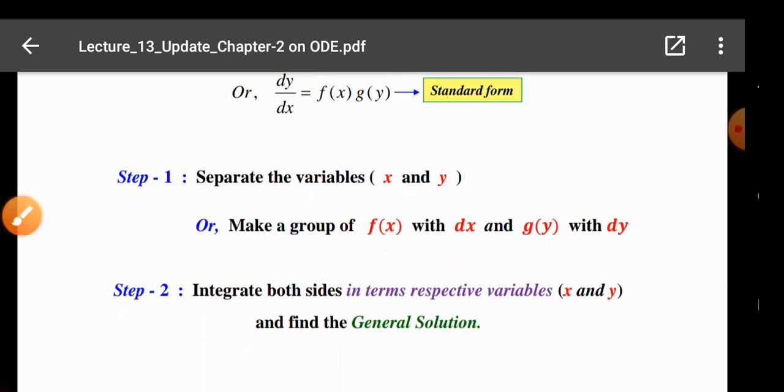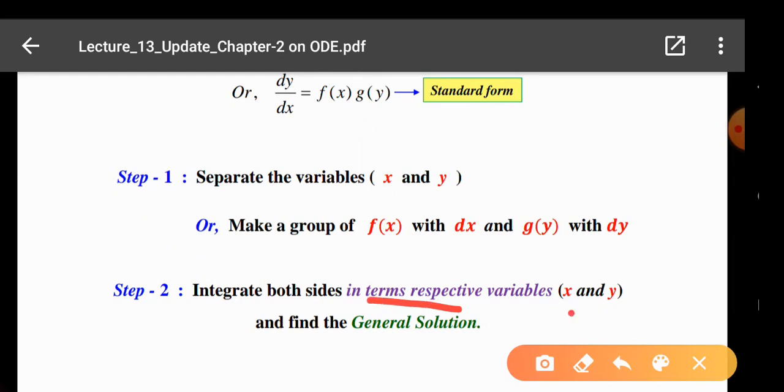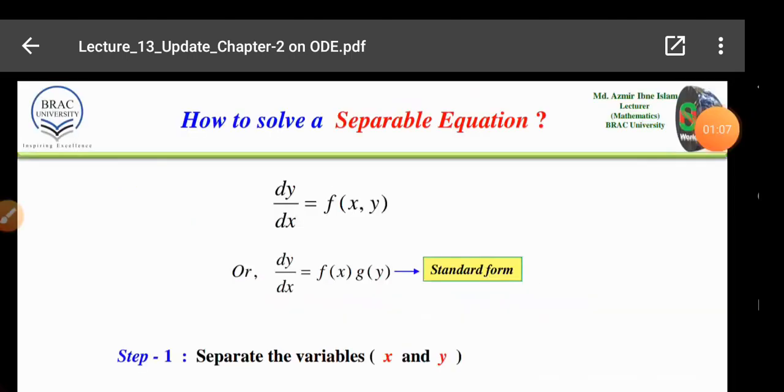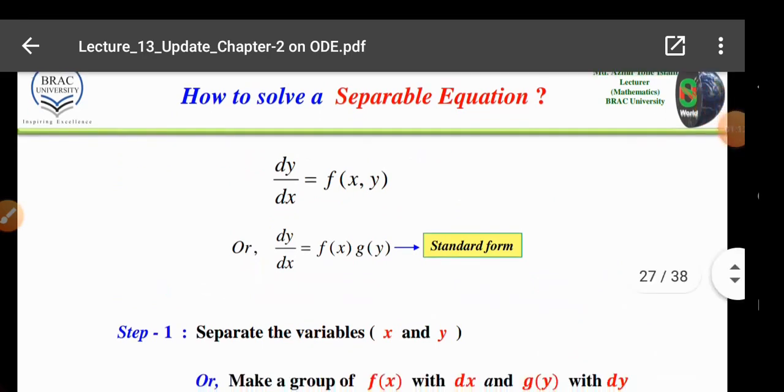Once the grouping is done, then you have to integrate both sides in terms of x and y. Then by integrating you will get the general solution. Remember, with the general solution there will be a constant c. If an initial value is given, then we can also find the particular solution by eliminating c.